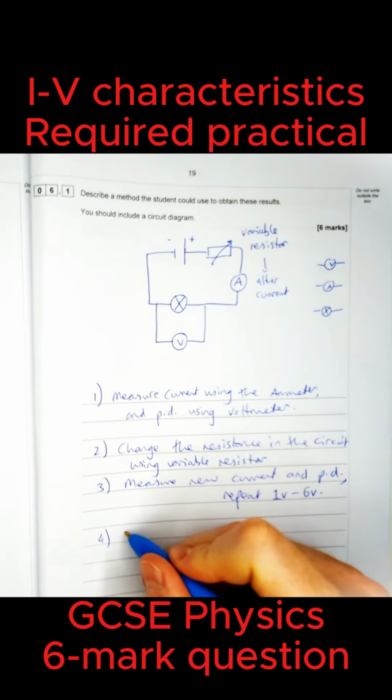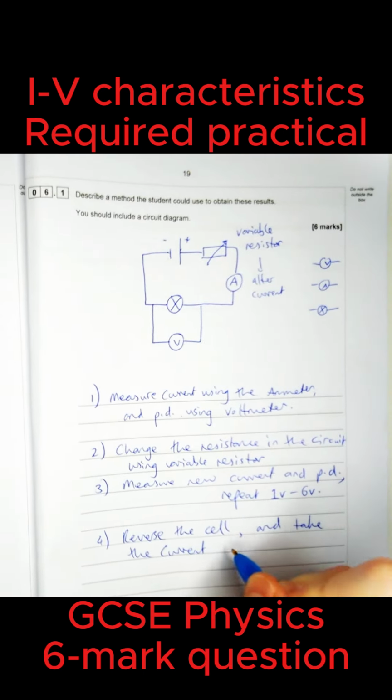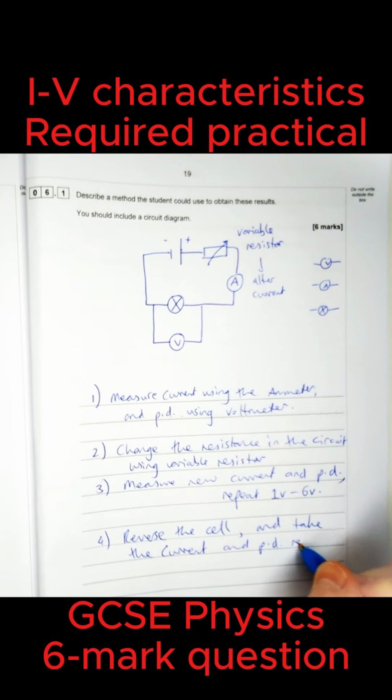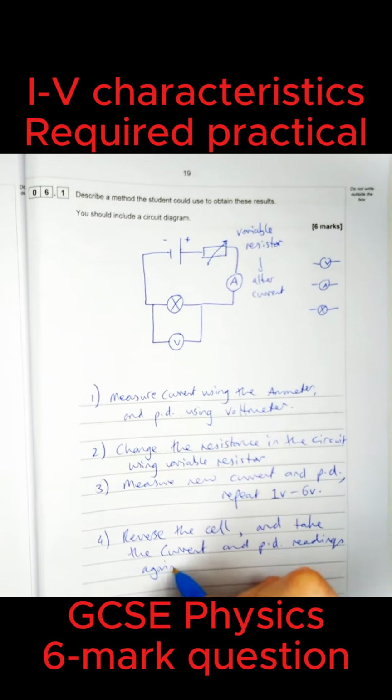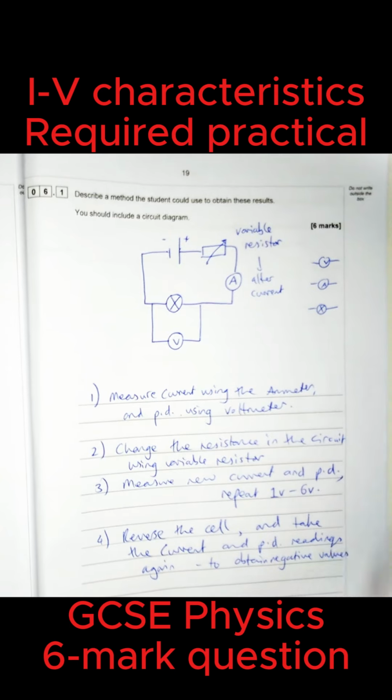Okay, so then you could say reverse or flip the connections on the cell and take current and PD readings again. And why are you doing that? To obtain or to get negative values. Okay, now as for the rest of the circuit, it doesn't ask us for anything else, so that's absolutely fine. Perfect 6 marker right there.